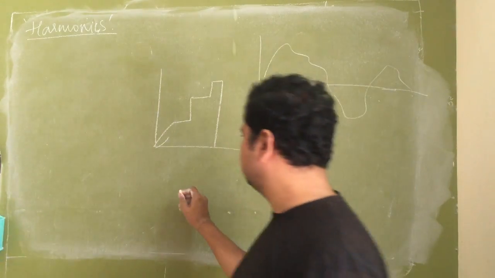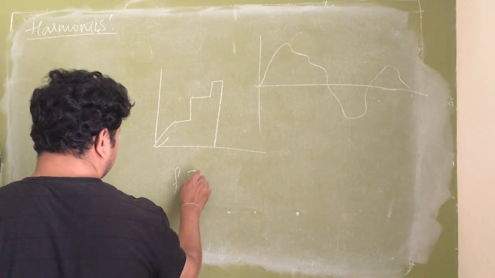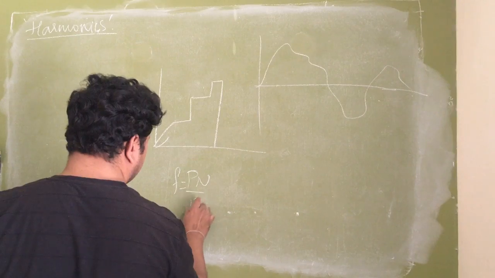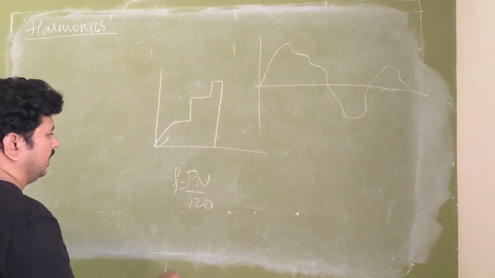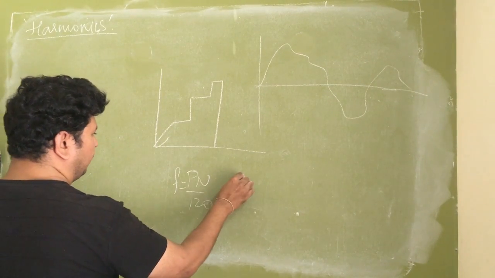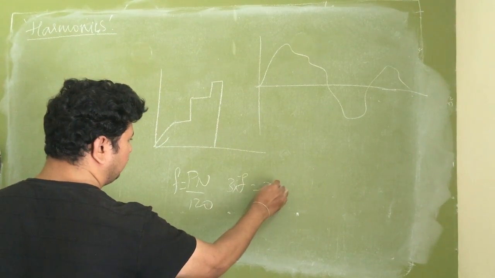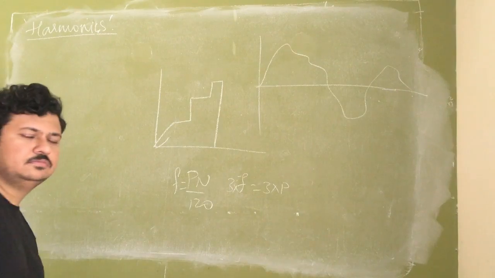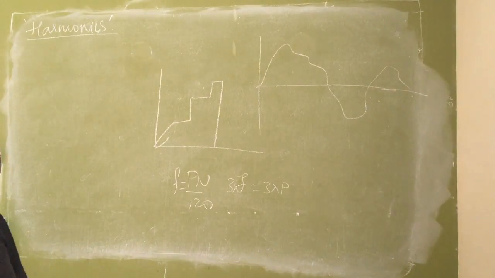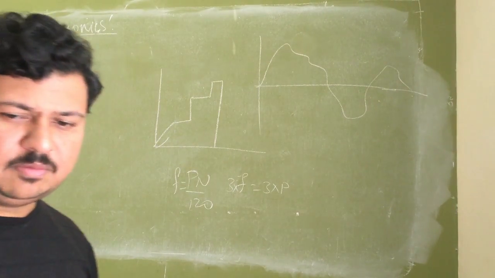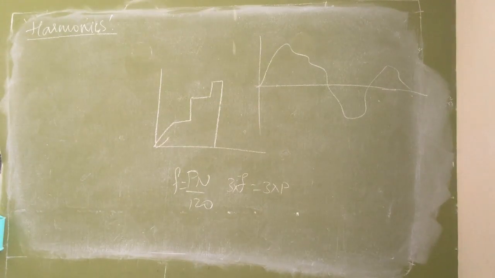So F is equal to what? Pn by 120. For the fundamental there are p poles, but for the 3rd harmonic it will be 3 into p. So for each harmonic waveform, the number of poles is getting integrally multiplied by the order of the harmonic.